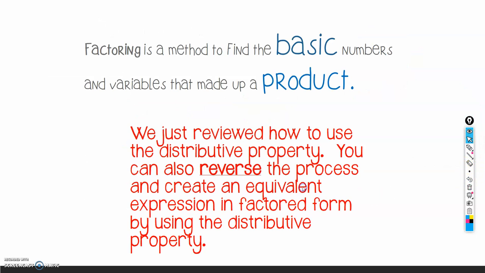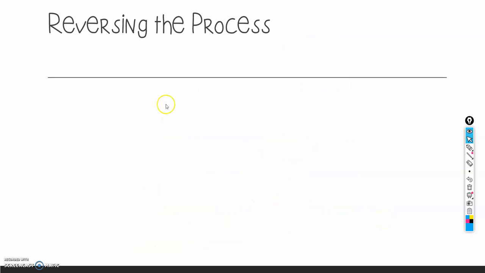Okay, so let's get on to our lesson. So factoring, guys, is a method to find the basic numbers and variables that made up a product. So we are basically looking at the end result and pulling everything out. And that's going to make sense in just a little bit. So we just reviewed how to use the distributive property. Now we're going to do everything in reverse, guys. We're going to reverse that process and create an equivalent expression in factored form by using the distributive property. So let's see what that looks like.